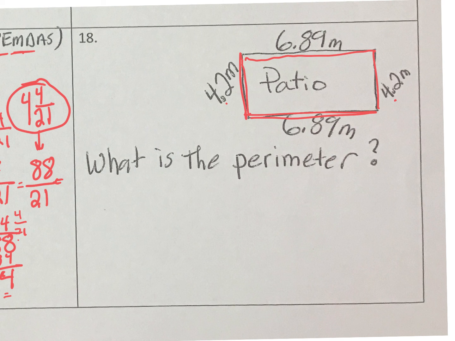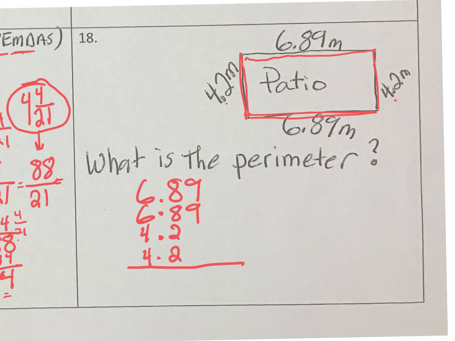I'm going to do it all together, though. I'm going to do 6.89, line up my decimal, 6.89, and then I have 4.2, 4.2, and 4.2. And I lined up my decimals on all 4 of them. Now, there's nothing here, so I can add a 0. 9. Oh, then I'm going to drop my decimal. There we go.